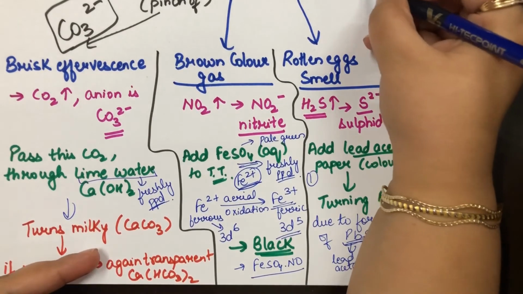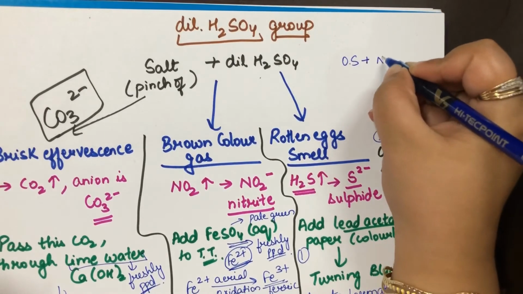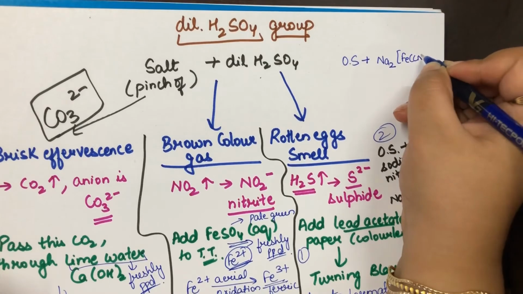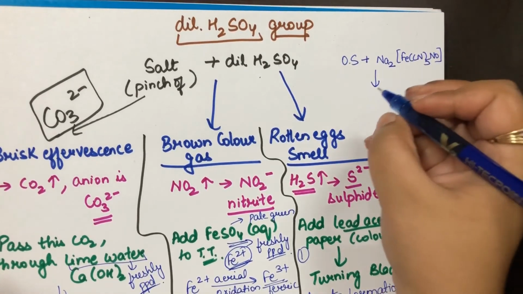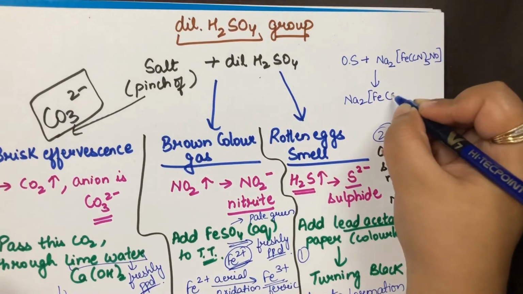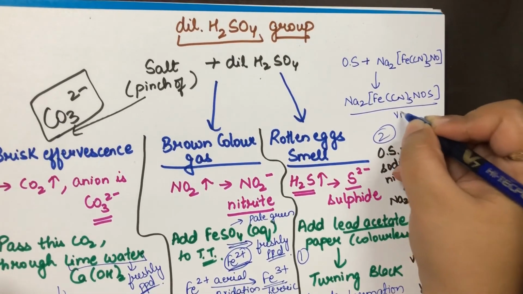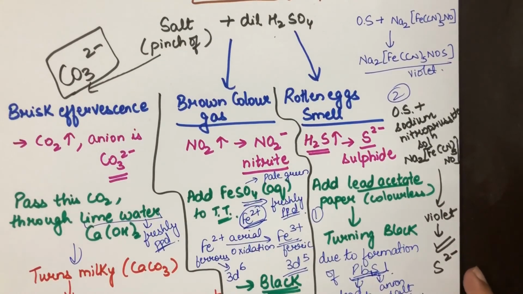It was your original solution plus what did you add? You added Na2[Fe(CN)5NO], which is your sodium nitroprusside, and it turned violet due to the formation of Na4[Fe(CN)5NOS]. This is your violet coloration. So again, now this will confirm that you had sulfide as the anion.